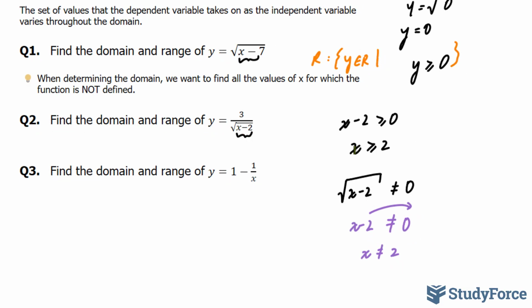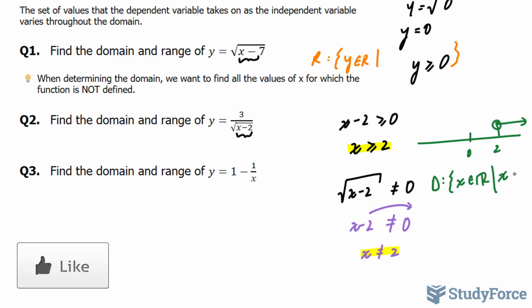If we were to look at both of these restrictions on a number line, you would have something like this, where that's 0, x must be greater than 2, everything going that way, but cannot equal 2, so we put a hollow circle. And we represent that by saying domain includes all real numbers such that x must be greater than 2. Only greater than 2 because of this.